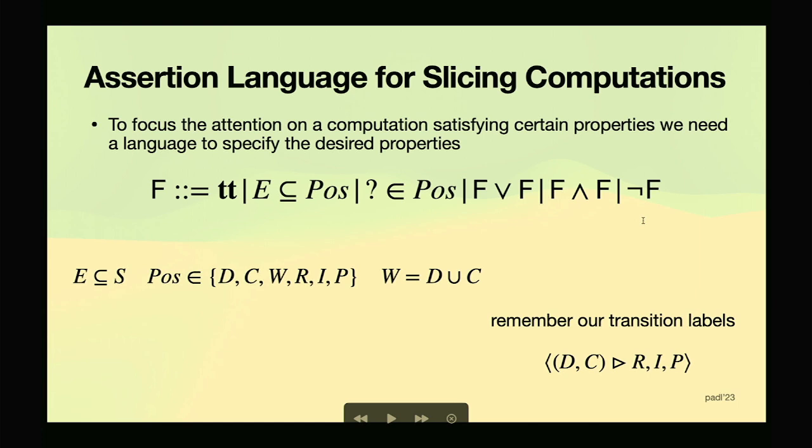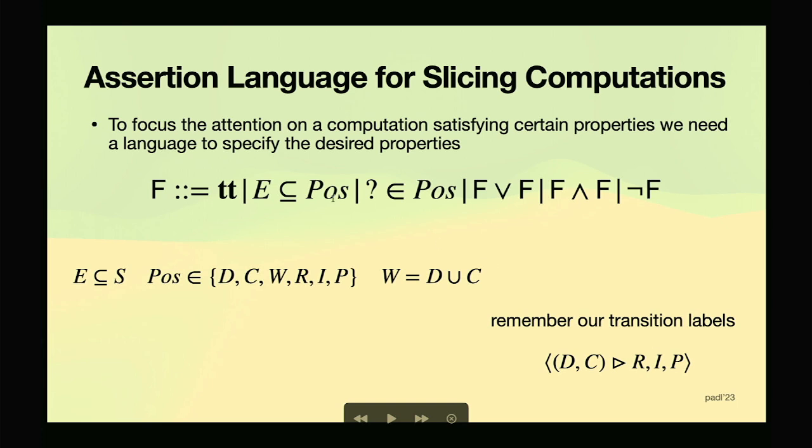Now, the assertion language. Our assertion language describes properties that our label should satisfy. Our label is a little bit complicated, but it is always composed of sets of entities. This is the set of entities produced by the reaction in the previous step. This is the set of entities provided by the context, and this is the set of the reactions that have been applied or not.